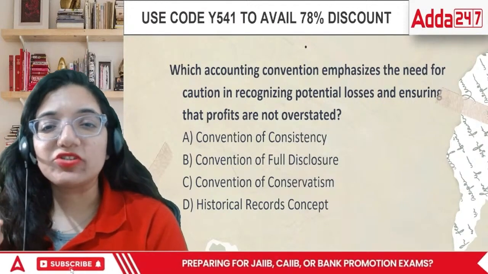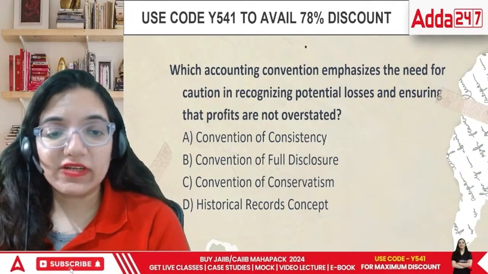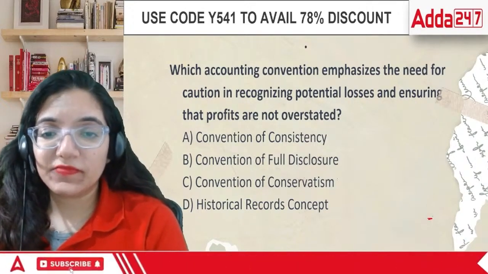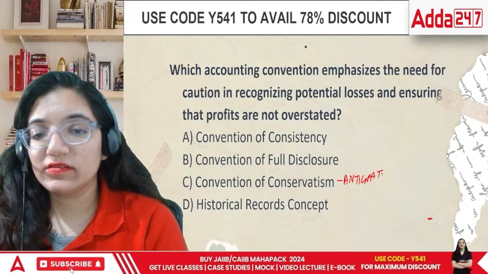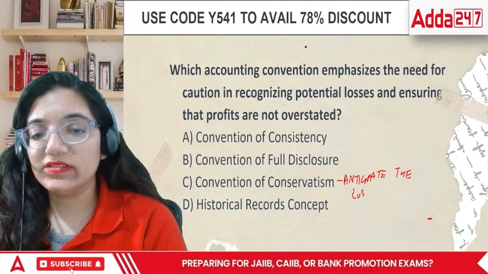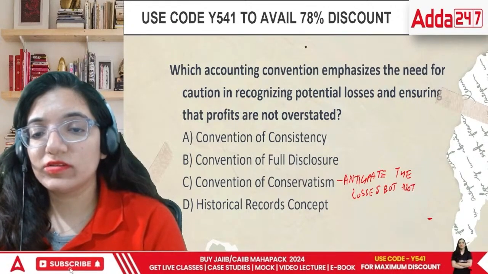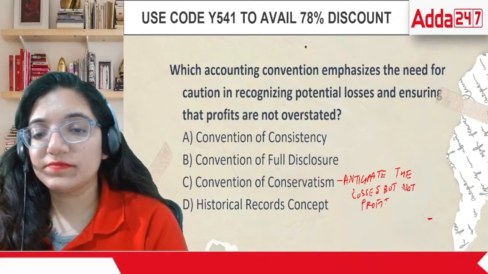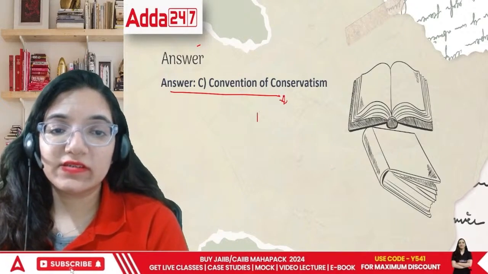So, what is the area of the concepts which is talking about losses and profits? It is the convention of conservatism. The convention of conservatism says: anticipate the losses but not profits. So the answer is convention of conservatism. It is also known as prudence.